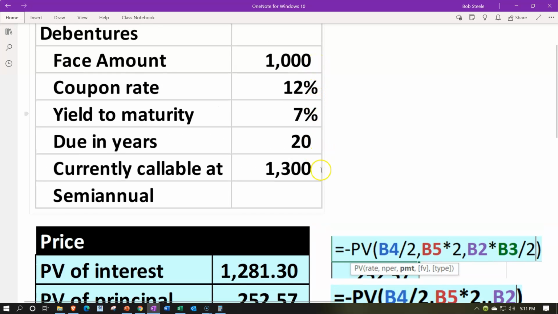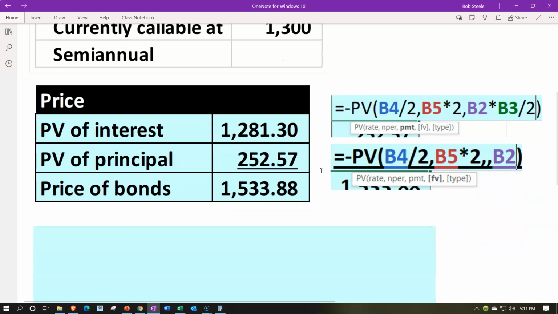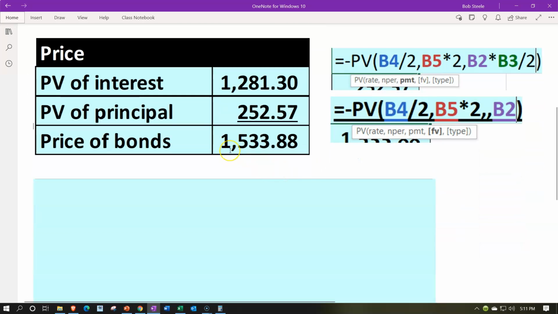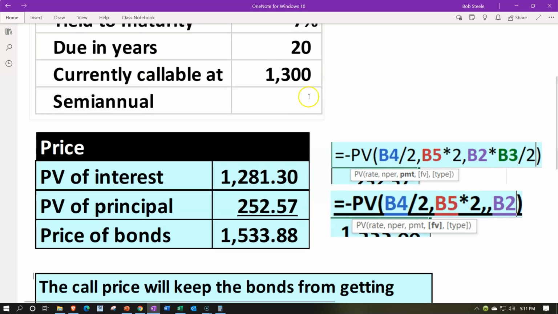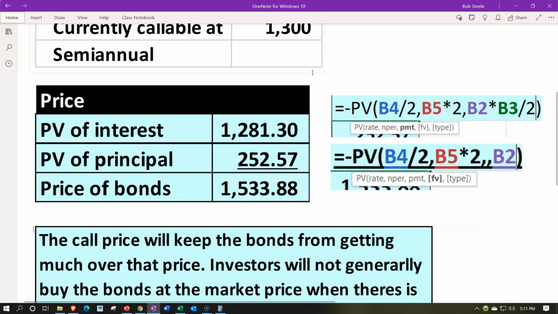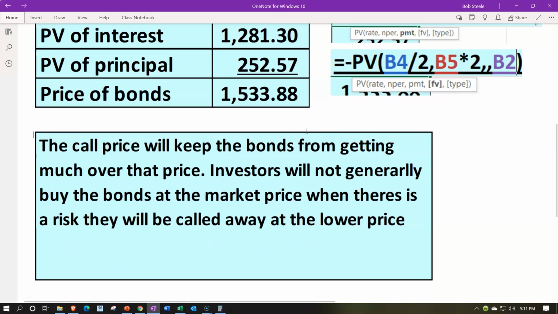Then we take into consideration the current callability of the bond at the 1,300. What's that going to do? Well, if we calculate the price to be 1,533.88, it's probably the case that in market terms it's going to be basically capped at the 1,300 or about that area, because the risk of it being called at the 1,300 would limit, you would think, it going much beyond that level. That would be, in essence, what would happen with the callable component with regards to the market.